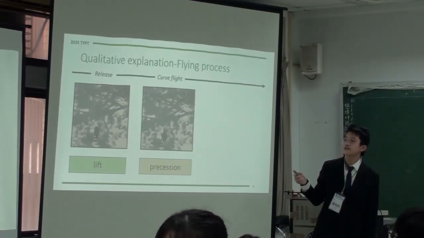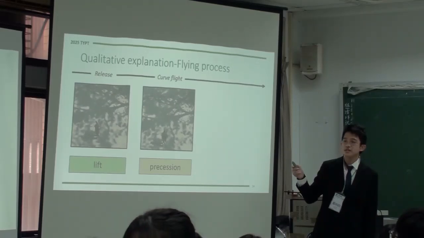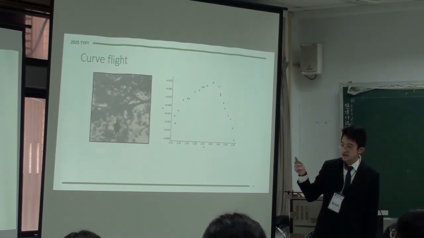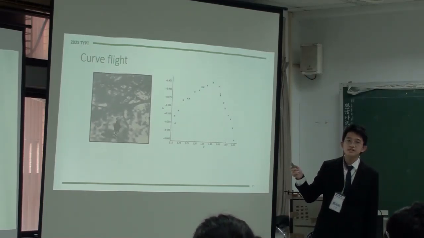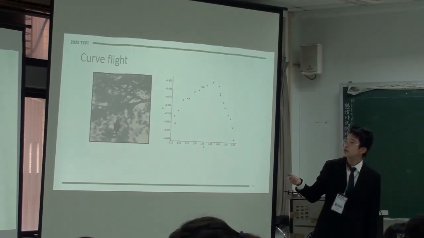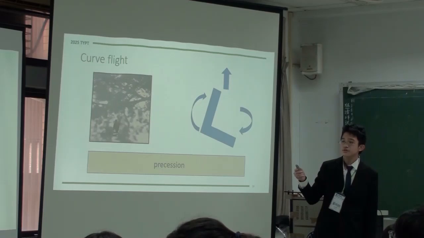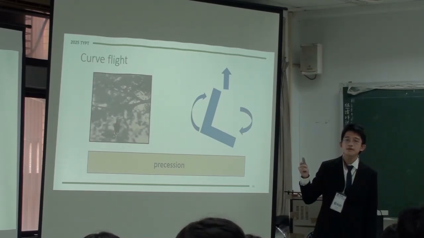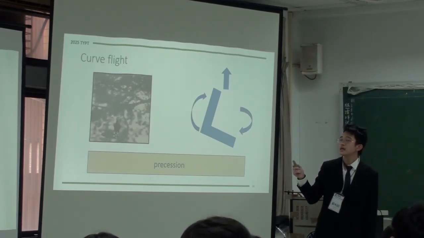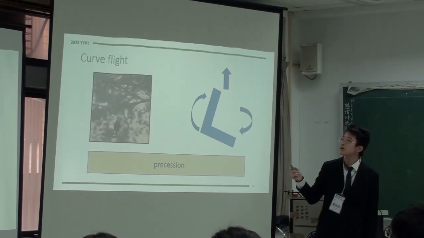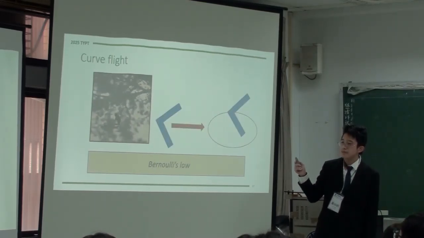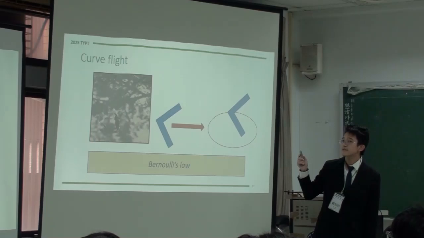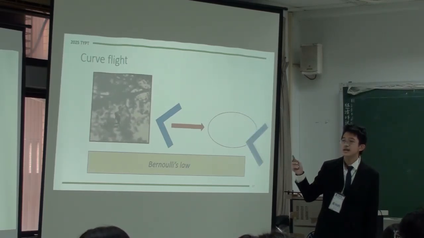Next stage is the curve flight. It's the time of turning. This is the position of the boomerang in the curve flight stage. I will talk about why the boomerang turns. First is precession. Precession is when the boomerang rotates and moves at the same time, and this makes the boomerang turn. Next, because of different velocities, the boomerang will spin and then return, like in this video.